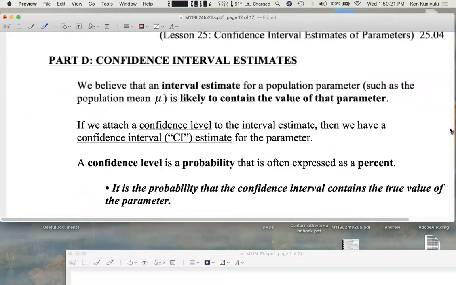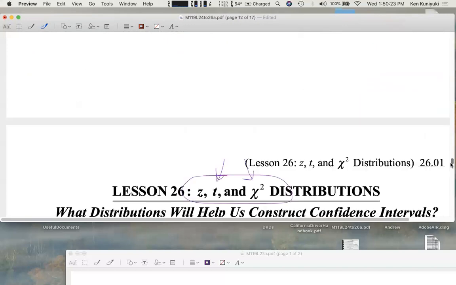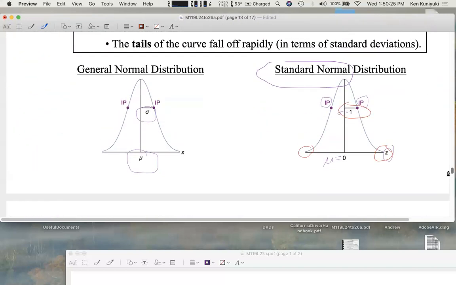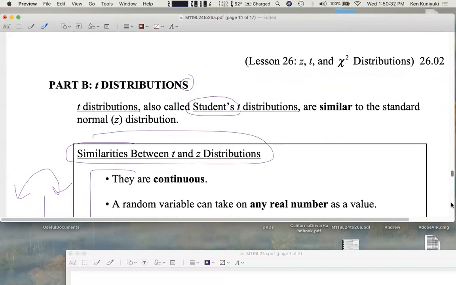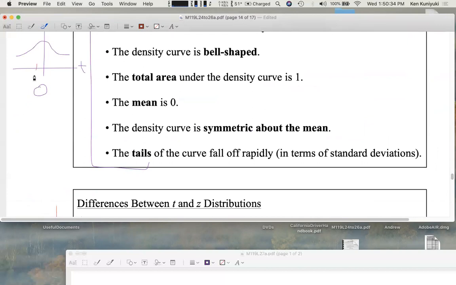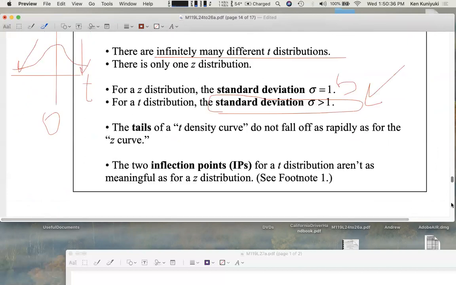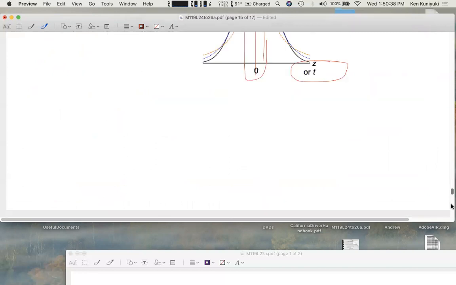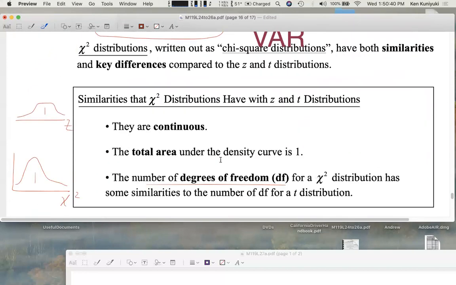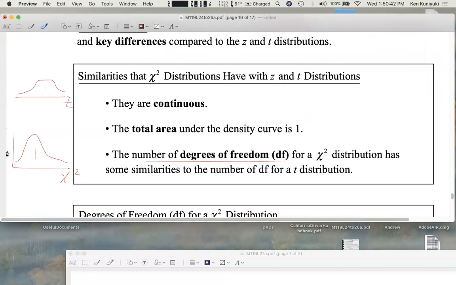For example, up here, let's look way back at the standard normal z distribution. Of course, you could get negative values for z, like negative z-scores. T-scores can be negative also. But chi-square values cannot be negative.